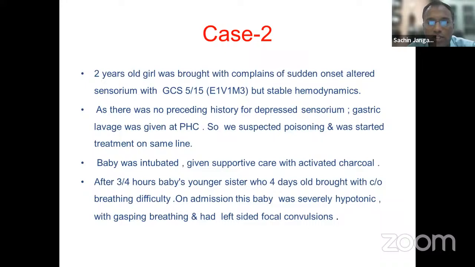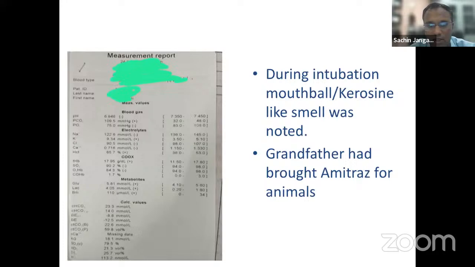complaints of breathing difficulty. On admission, this baby was also severely hypotonic, had gasping breathing, and had left-sided focal convulsions. So this was the ABG when this 5 days old baby was admitted. The pH was 6.90 with PCO2 of 106. So this was clearly a respiratory failure, a respiratory acidosis.